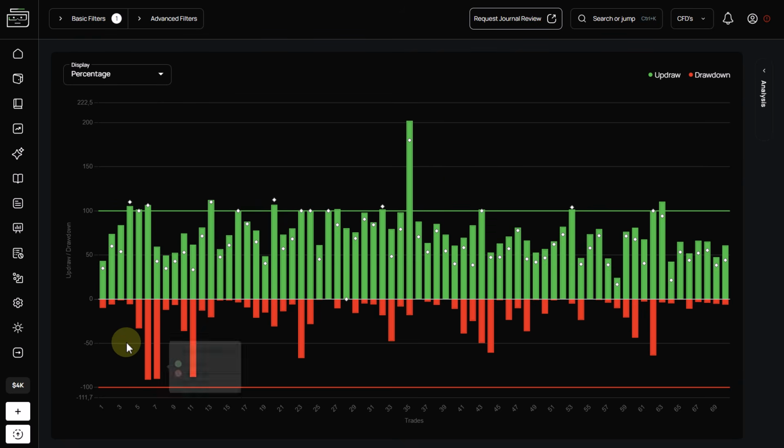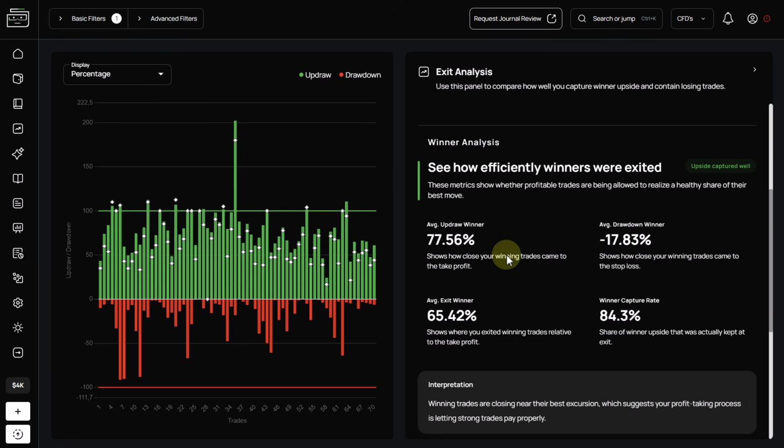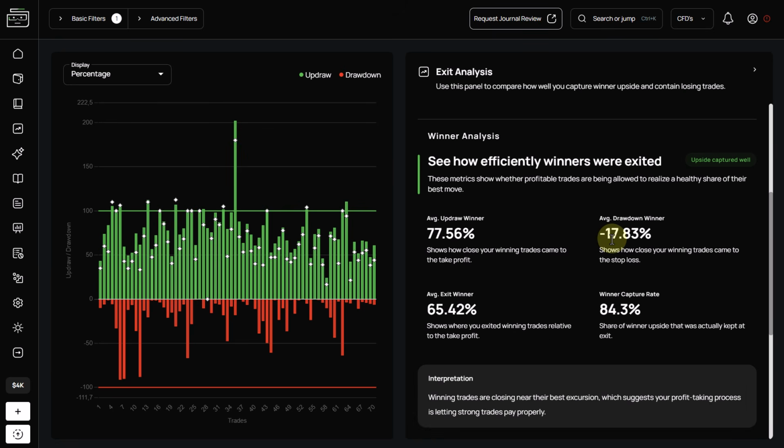And what immediately jumped out to me is that when we look at the red bars on his winners, how much is the price going against him. This is his stop loss. There are only 1, 2, 3, 4, 5, 6 trades that went past the 50% mark. So only 6 out of his 70 winners is going halfway towards his stop loss, which is incredible. So we open this one, we go to here winner analysis, and what we can see is his average drawdown, this refers to the red bars, is minus 17%.